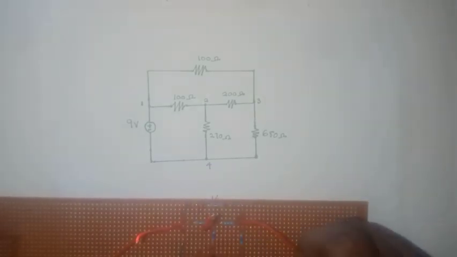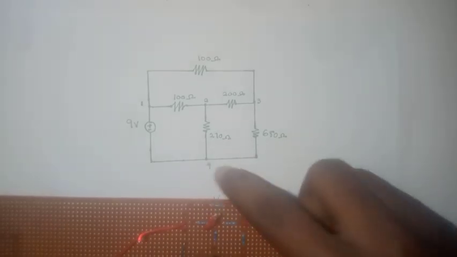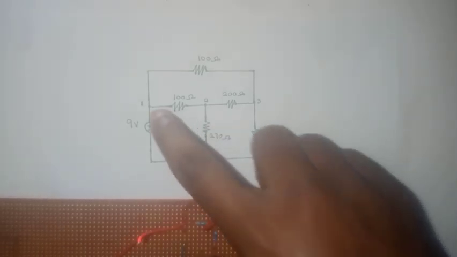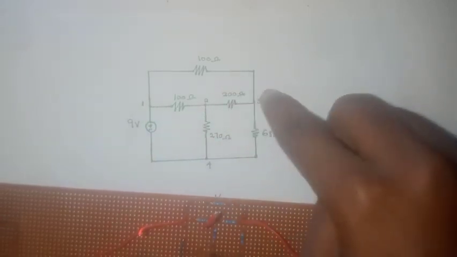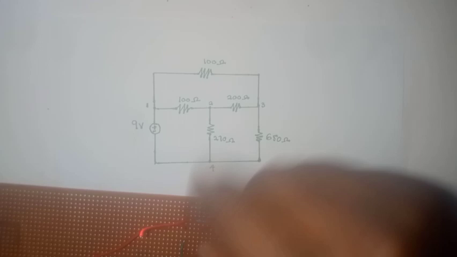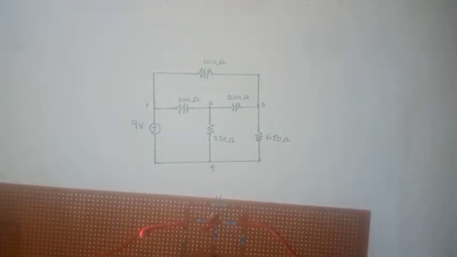To do that, we'll be moving our reference nodes around. At first we're going to make 1 our reference node and measure the node voltages at 2, 3, and 4. Then we're going to make 2 our reference node and measure the other node voltages, and we're going to repeat that till we reach node 4.